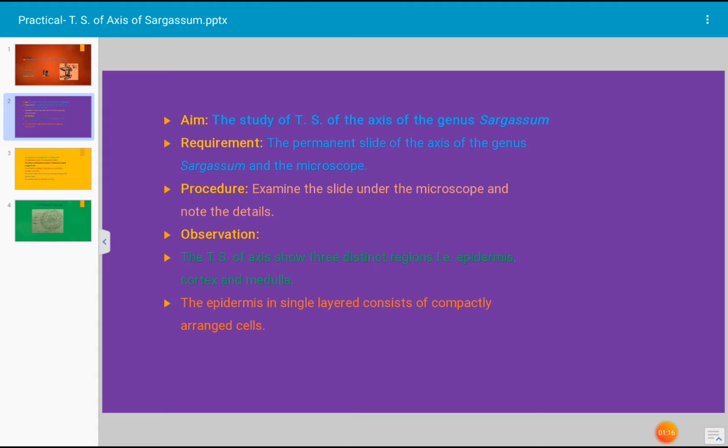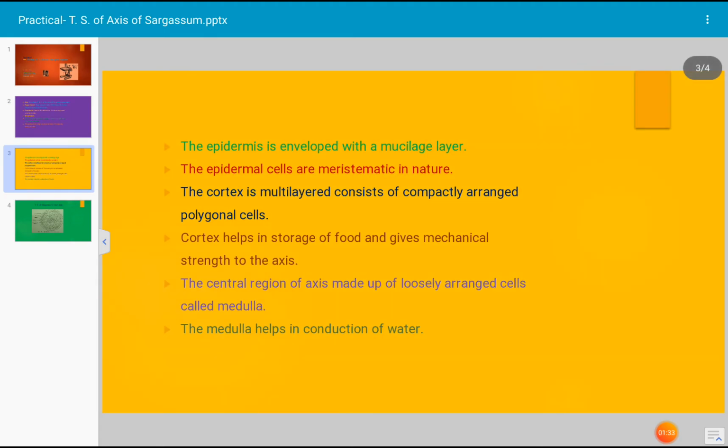And observe the epidermal layer. How is the epidermal layer in the axis? The epidermis is a single layer that consists of compactly arranged cells. Next point, the epidermis is enveloped by a mucilaginous layer, that you have to write. And the epidermal cells are meristematic in nature, that we know.